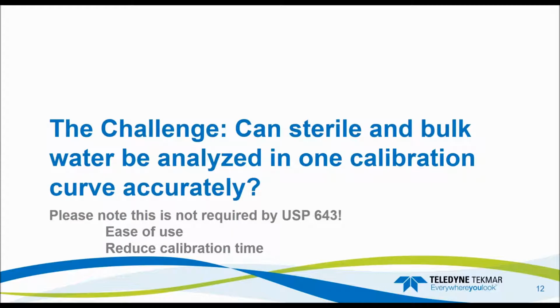All right, so the challenge for today is, can the Fusion perform sterile and bulk water analysis on one calibration curve accurately? I do want to emphasize that this is not required by USP 643. There's no mention of you have to run it on the same calibration curve. You could easily run a low-level curve and then a higher-level curve if you want. The only reason I did that is it's just easier to do, and it reduces your calibration time. You don't have to run 2 calibration curves to do this testing now.